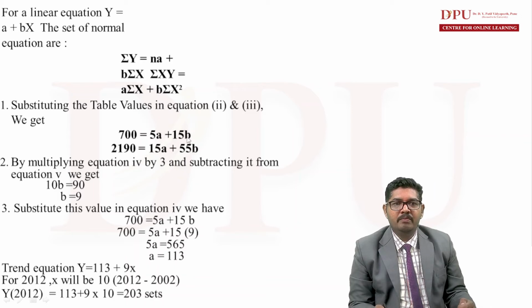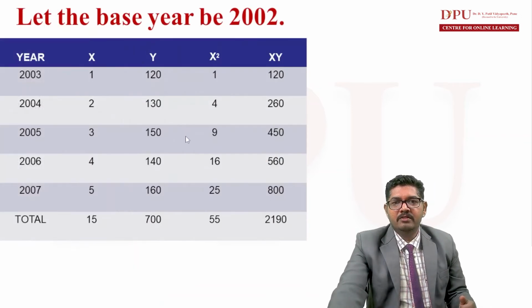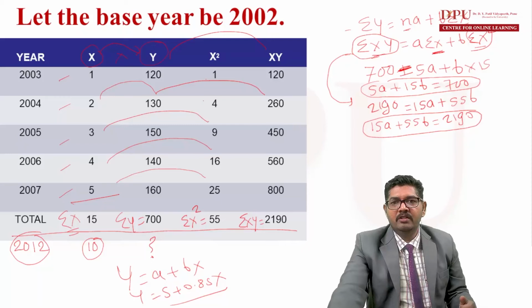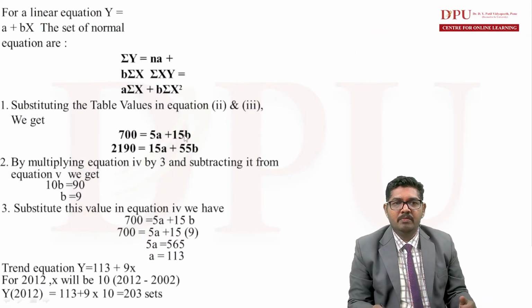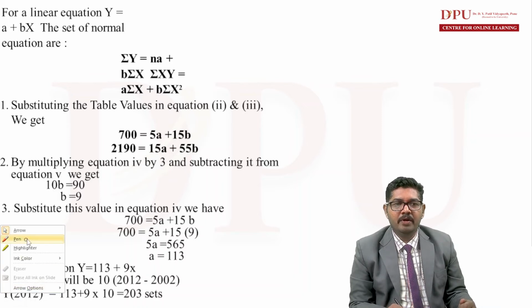That is equal to 5a plus 15b, the same equation. Yes, the same equation. 5a plus 15b is equal to 700. So this is that equation: 5a plus 15b is equal to 700, and 15a plus 55b is equal to 2190. Now by solving these equations simultaneously, we can get the values of a and b. So by multiplying the equation 4, suppose this is equation 4, by 3.